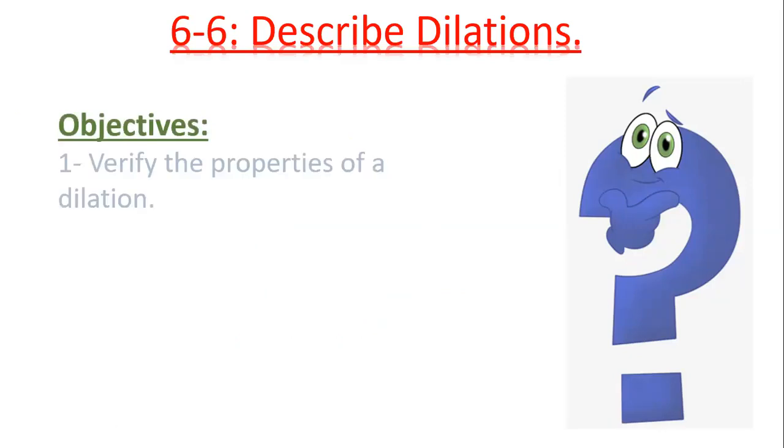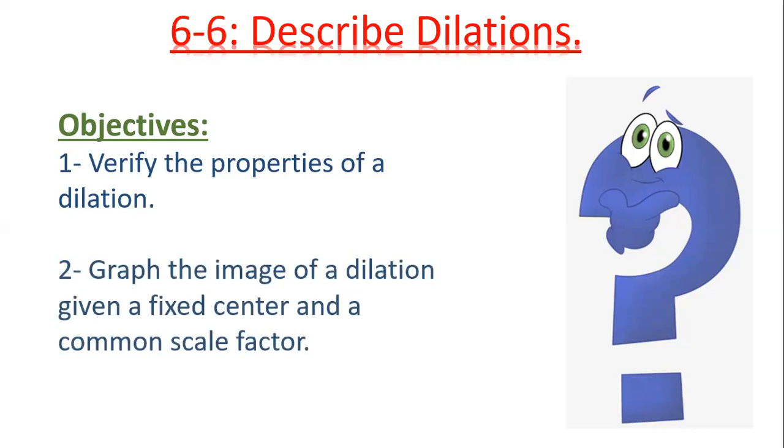In this lesson, we have two objectives. The first one, verify the properties of a dilation. So we are going to see what a dilation is. The second one, graph the image of a dilation given a fixed center and a common scale factor. So we are going to see that a dilation needs a given fixed center and a common scale factor.